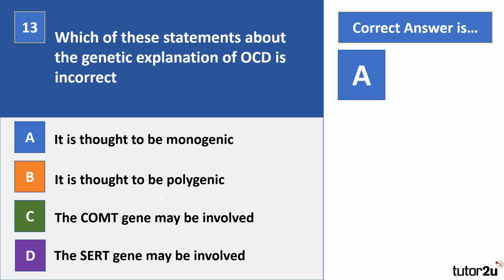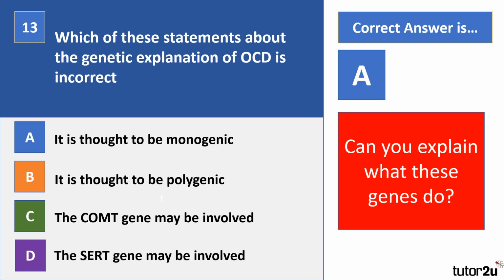Right, correct answer here is A. Now, polygenic, if you didn't know, means involving multiple genes, and monogenic means involving a single gene. Now, we're not entirely sure how many genes are involved in OCD. Some suggest up to 230, but two of them that have been implicated in OCD with quite a lot of literature behind them are the COMT and the SERT gene.